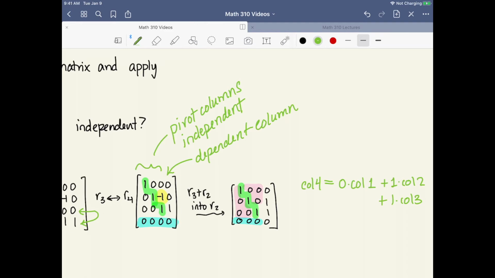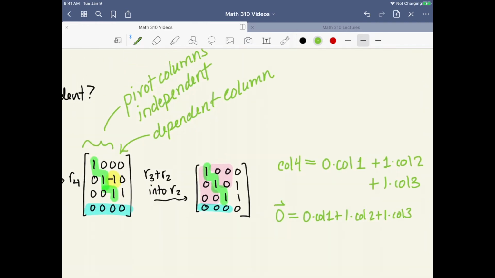By rewriting this, I can equivalently see that the 0 vector can be expressed as 0 times column 1 plus 1 times column 2 plus 1 times column 3. I don't have a lot of space to do this with, and then minus 1 times column 4. So I see this non-trivial solution to the homogeneous equation as (0, 1, 1, -1).